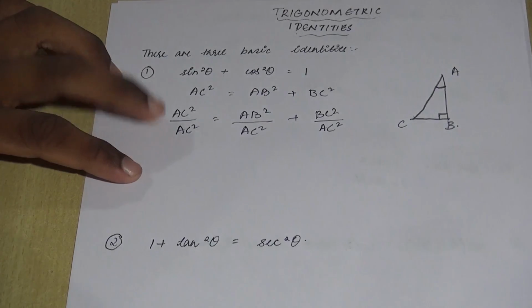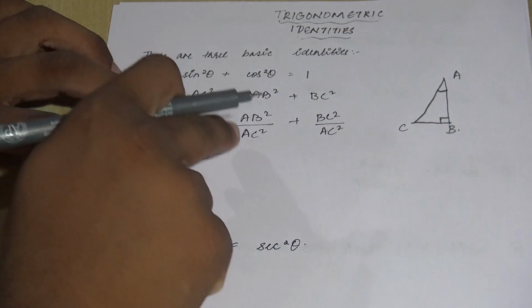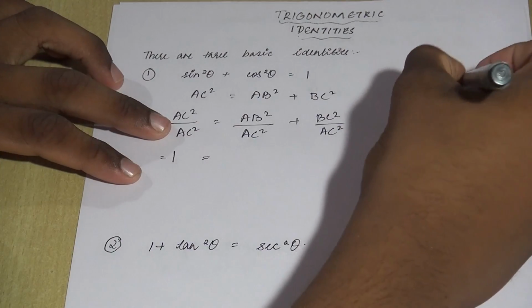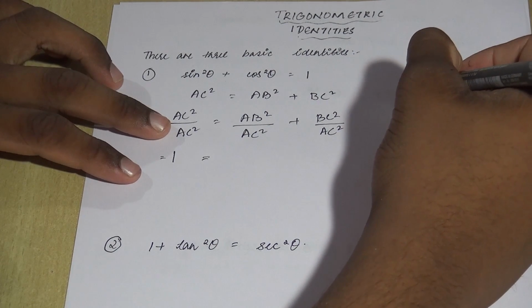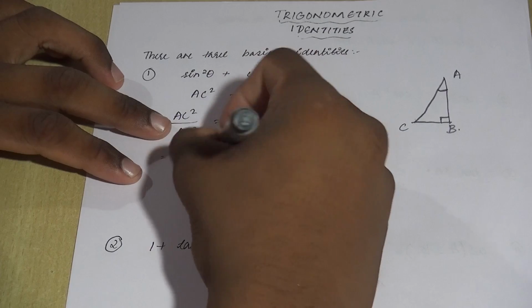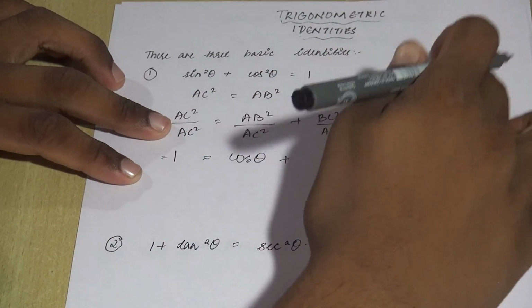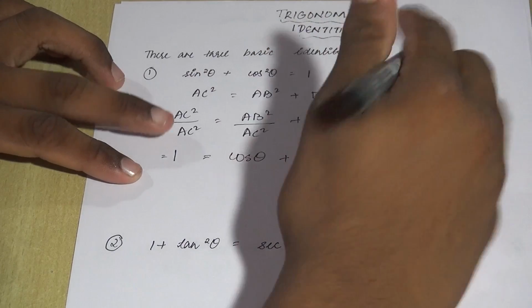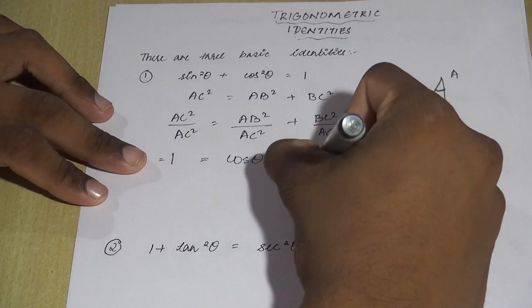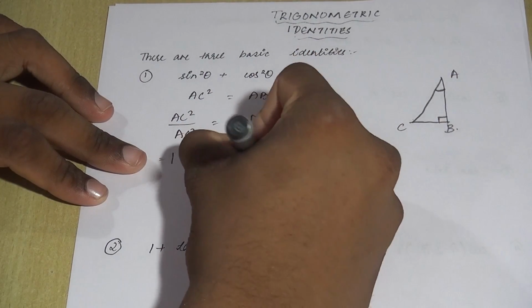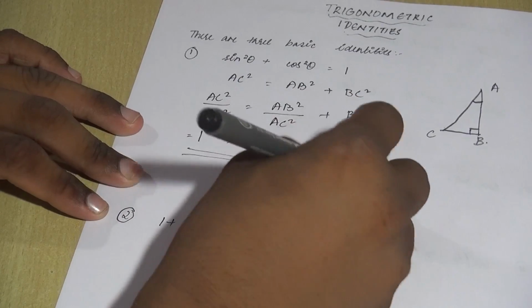AC squared by AC squared is equal to 1. AB by AC, which is adjacent by hypotenuse, is equal to cos theta, plus opposite by hypotenuse, which is sin theta. So since there is square, it will become cos square theta plus sin square theta. So this is how we derive the first one.